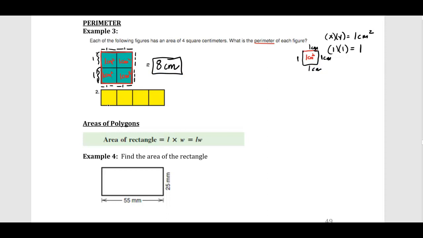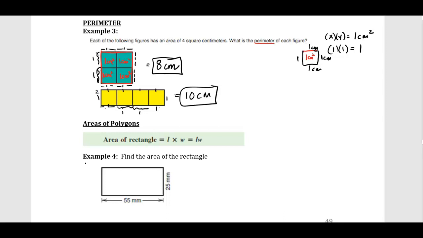Similarly, with this one, we know that this is 1, and we know this is 1, and 1, 2. So 1, 2, 3, 4, 5, 6, 7, 8, 9, 10. And this is 10 centimeters. It's interesting to see they both have the same area, yet the perimeters are different just because of the arrangement of the shapes, and sometimes that ends up happening.